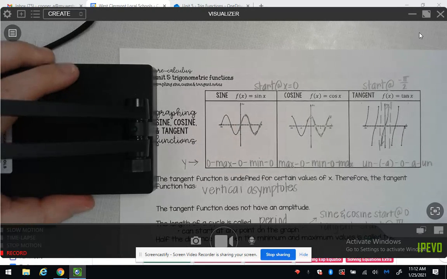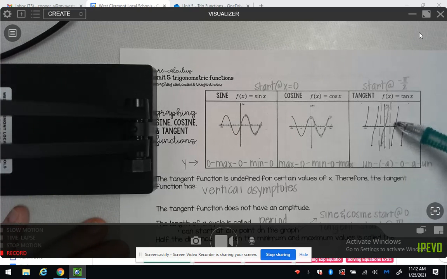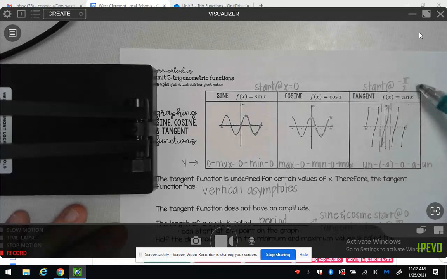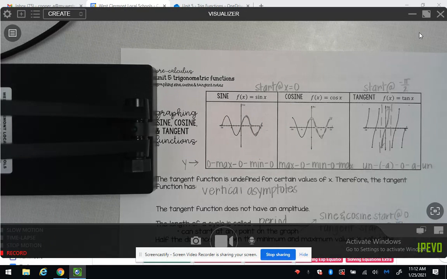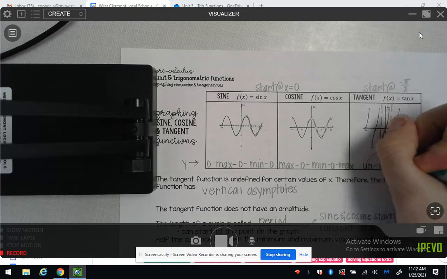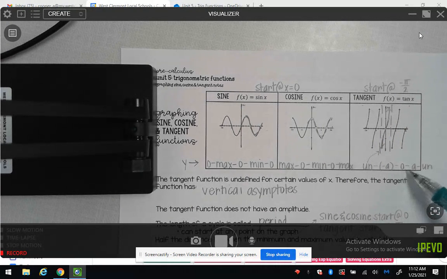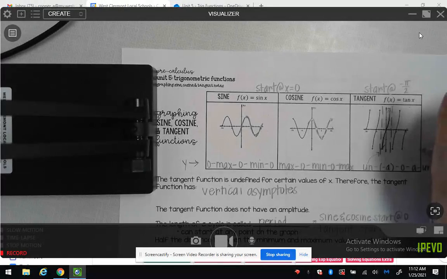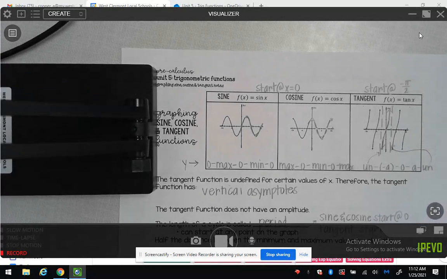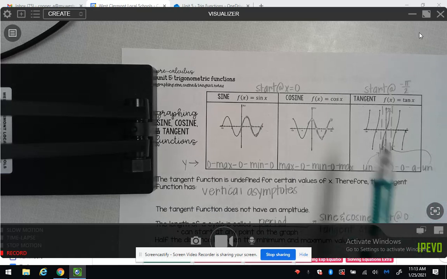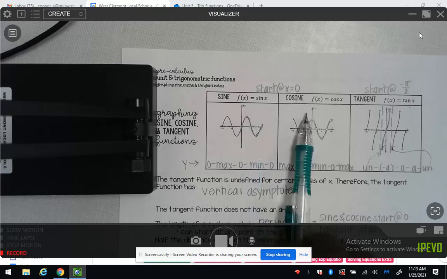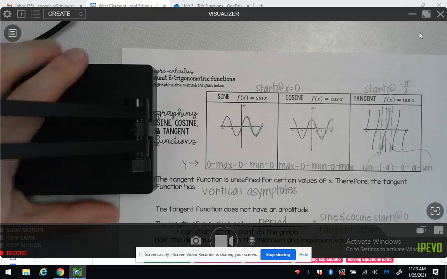Tangent has to be a little bit trickier. If I started at 0, you wouldn't see a complete, nice, pretty tangent graph. So we're going to start at negative pi over 2, and it's going to be undefined, which is my asymptote. Then negative a, that's my amplitude, 0, a, and another undefined, which is my other asymptote at the other end. Remember, these are my y values I'm going to use to graph. Start at x equals 0 for sine and cosine, and start at negative pi over 2 for tangent.